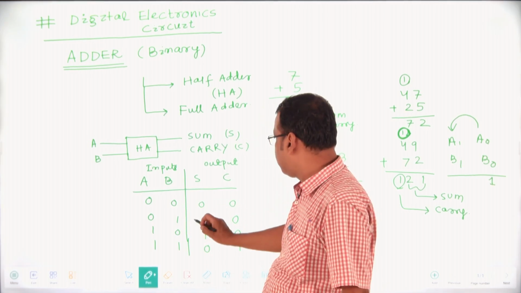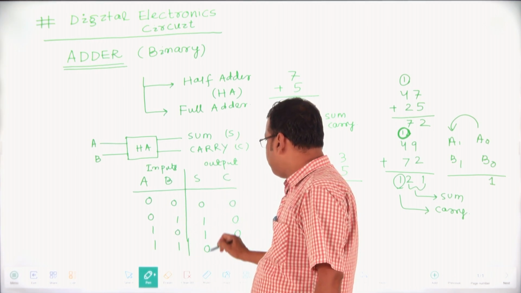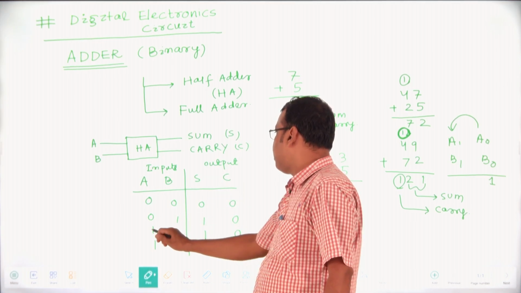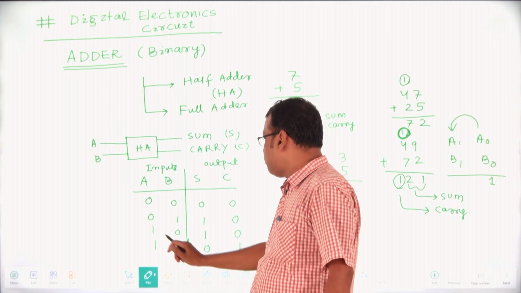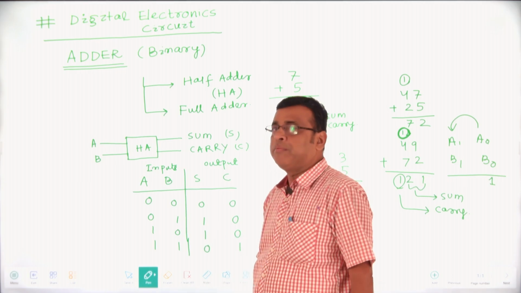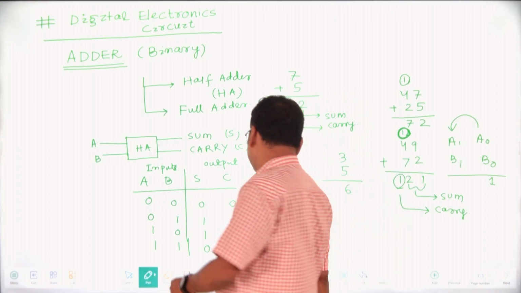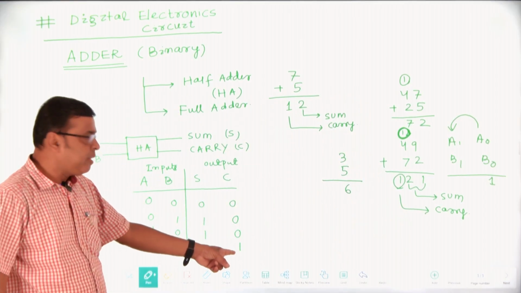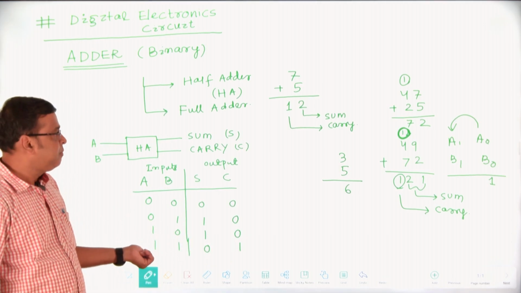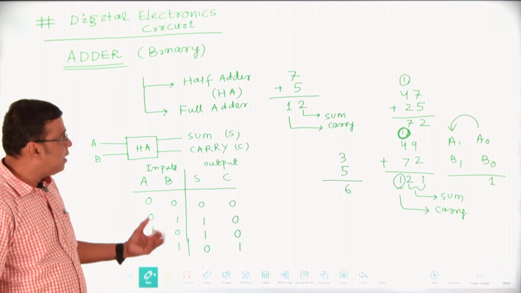If you look into these 4 cases, 0 0, 0 1, 1 0, 1 1, the sum will be generated when either A 0, B 1 or A 1, B 0. But when A 1, B 1, the sum will be 0 and the carry will be 1. So what do you observe in this truth table? The carry will be generated whenever both A and B are 1. So how do we develop the logic circuit for the half adder?